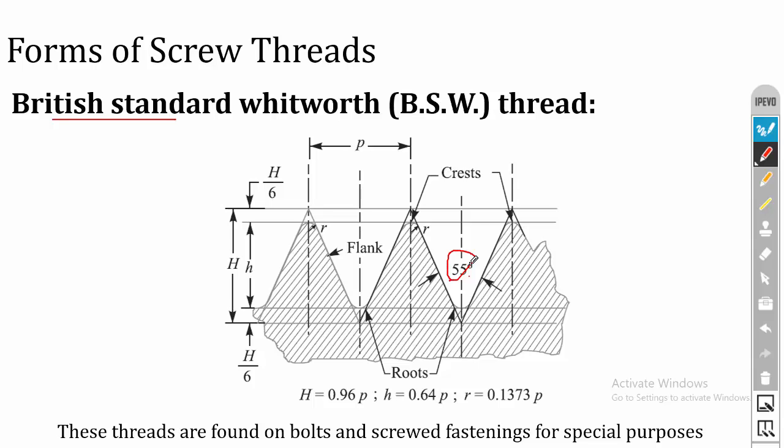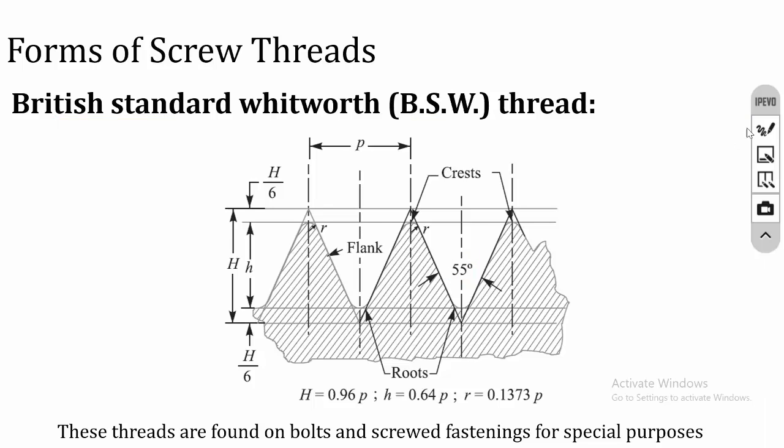This thread is used for some special purpose applications like fluid carrying applications. In some of the applications, we are using threaded joints to connect two GI pipes, where the GI pipes are used to carry some fluids. In that case, we can use this BSW thread since its angle of thread is very minimum.